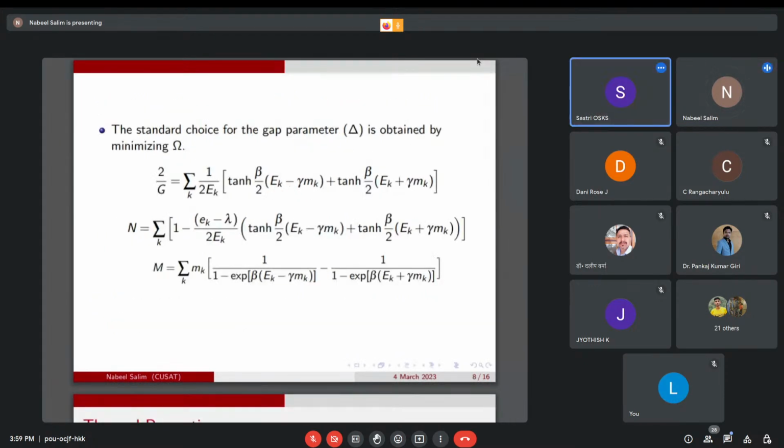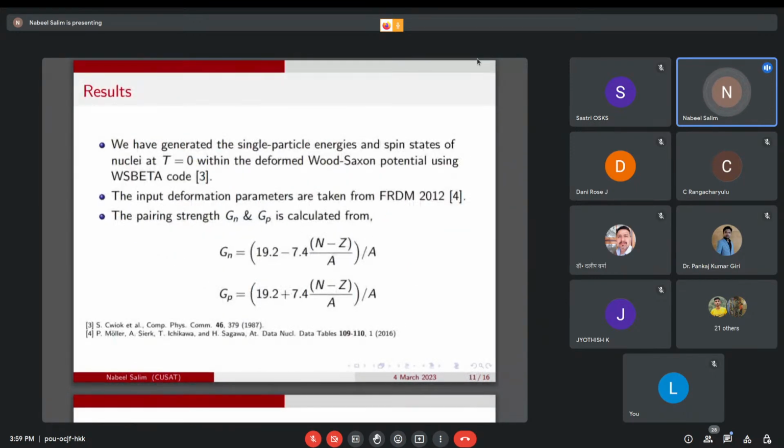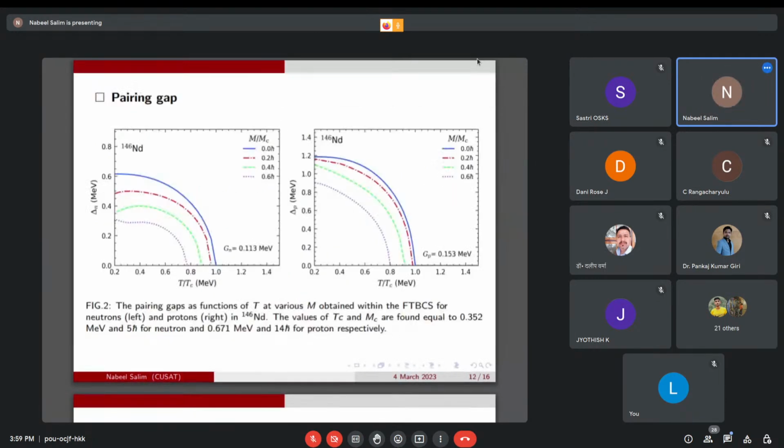So by minimizing the grand potential, we can get these three equations. By solving these three equations numerically, we can study the effect of pairing in temperature and in angular momentum. Here you can see the temperature effect of pairing in the neodymium isotope 146. As temperature increases the pairing gap decreases and it vanishes, and as angular momentum increases, the pairing gap also decreases.